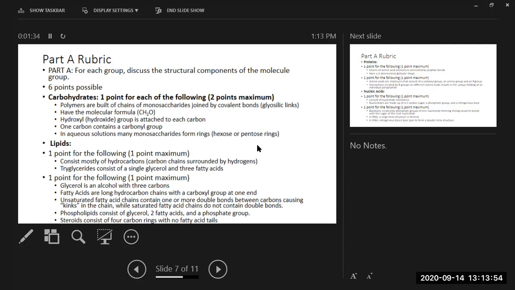If you said there's a hydroxyl, which is also a hydroxide group attached to each carbon, that will count. If you said that one of the carbon contains a carbonyl group, that will count. Or if you said that in an aqueous solution, and you guys took a Latin quiz a couple weeks ago where you had aqua on there, aqua means water. In an aqueous solution, many monosaccharides form rings, like a hexose or a pentose. I'll take that. If you didn't necessarily say in an aqueous solution, but you did say that the monosaccharides are made up of a hexose or a pentose, I'll take that.